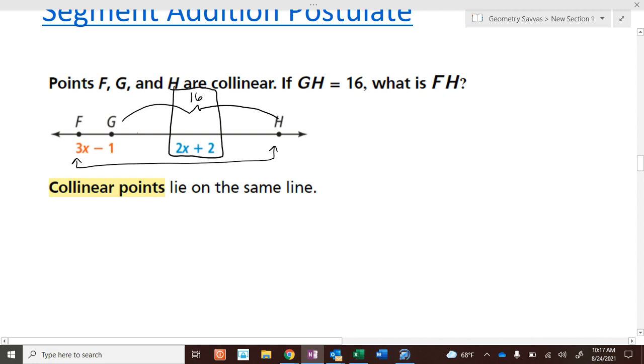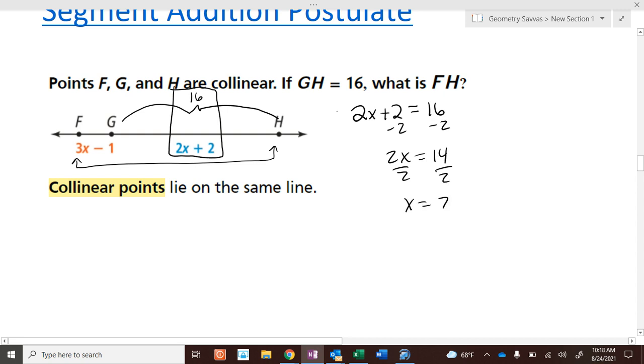If this is 16 and this is 2x plus 2, they are equal to each other. So 2x plus 2 should be equal to 16. Now we got to solve this. How do we solve it, Mia? Subtract 2. 2x equals 14. And then divide by 2. X equals 7.